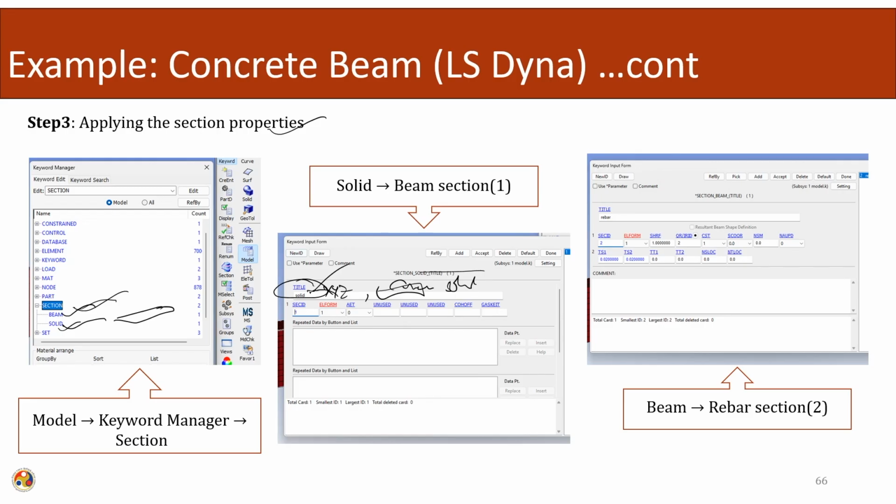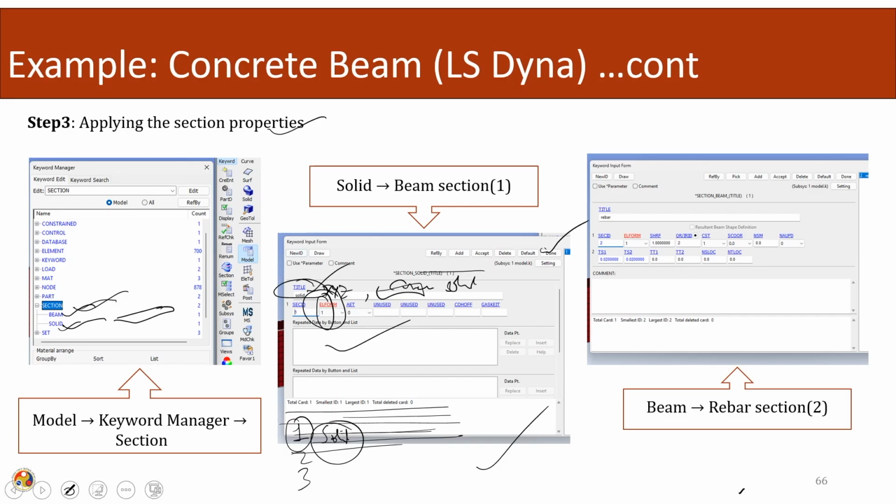The only thing you need to take care of is this EL form, the elemental formulation. If we look at the bottom, there will be different elemental formulations coming out here. You can just choose the default one, which is the solid element, or any other elemental formulation that is listed here. These are the only two cards required. After that, push done, and this is done. So the concrete element part is done.